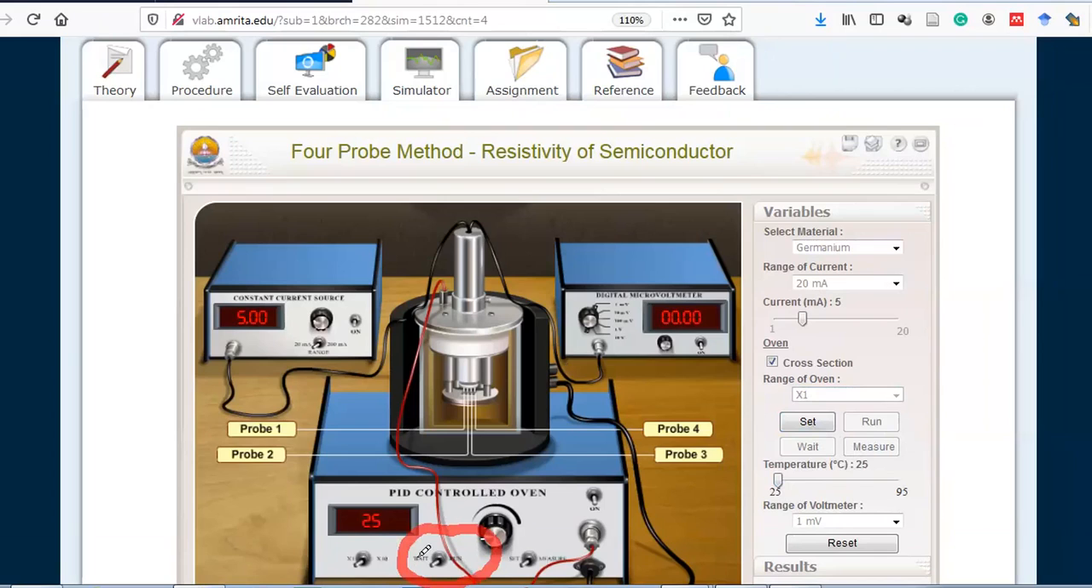Here you see wait is written, run is written. Like that you can control from this, you just press the buttons over here. Then also this experiment is working fine. Okay, so now what you have to do is, you have clicked on the set button already.